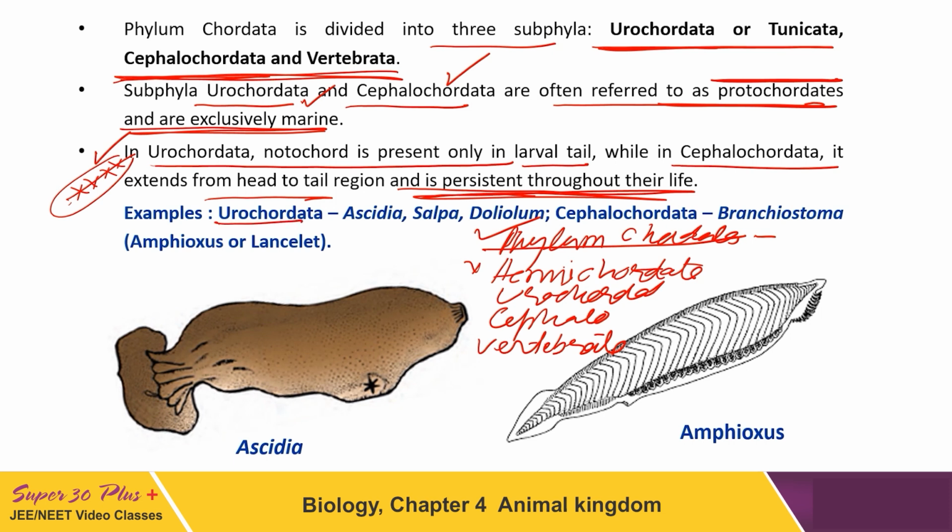Examples of Urochordata: Ascidia, Salpa and Doliolum, these are also of Urochordata. Example of Cephalochordata is Branchiostoma, Amphioxus or lancelet, this is known as, and in this the notochord is present from head to tail region, and this is persistent. This remains throughout the life. Is it clear? Can we proceed to the next now?